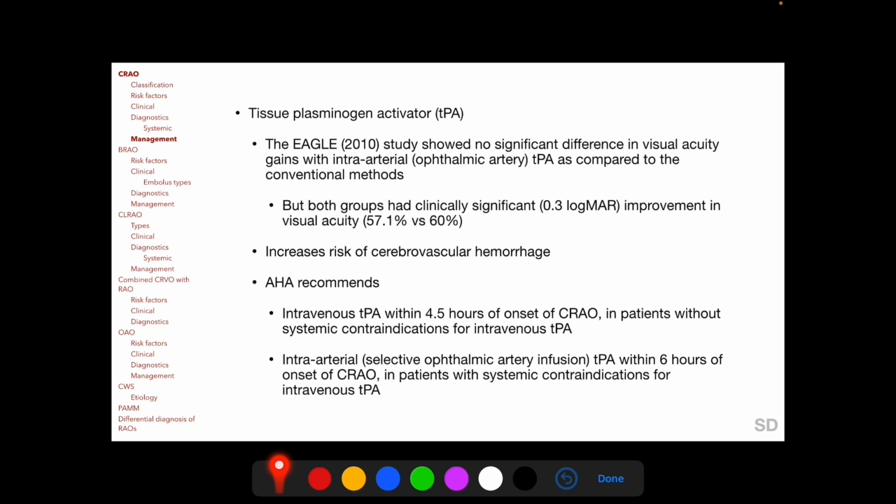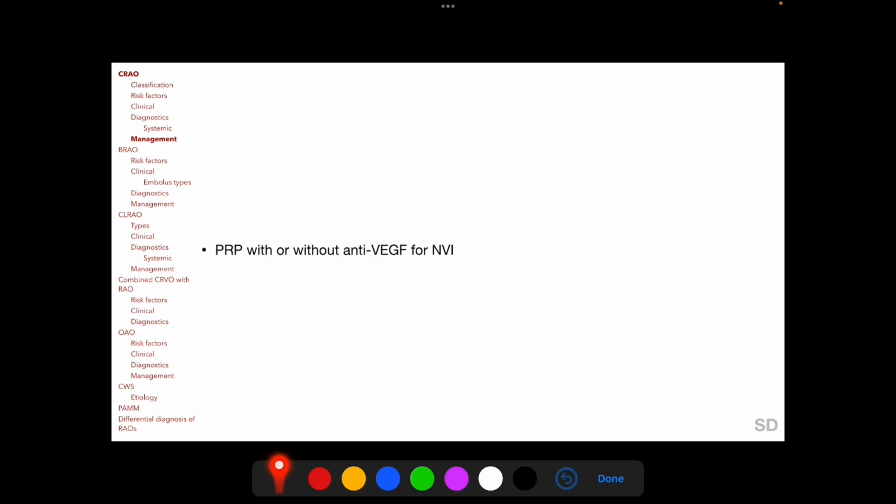Tissue plasminogen activator is known to increase the risk of cerebrovascular hemorrhage, and the American Heart Association recommends intravenous TPA within 4.5 hours of onset of CRAO in patients without systemic contraindications to intravenous TPA, and intraarterial or selective ophthalmic artery infusion of TPA within 6 hours of onset of CRAO in patients with systemic contraindications to intravenous TPA. And in patients with ocular neovascularization following CRAO, panretinal photocoagulation with or without anti-VEGF injection should be administered to prevent the development of neovascular glaucoma.